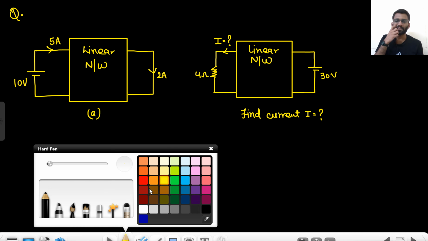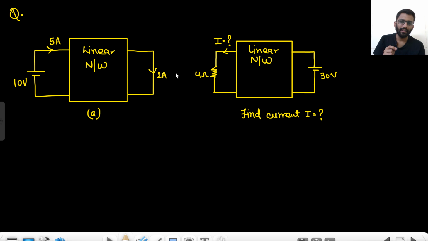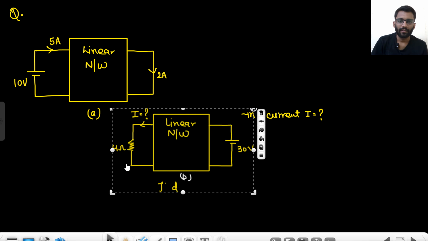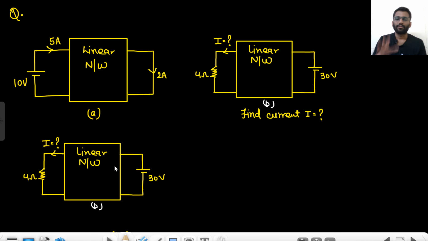Now the thing is that the network is the same, but here we have a short circuit and here we have a 4 ohm resistance. That's the issue. The network is the same, but there is an issue. So what would we do? Let's just pick circuit B. So this is our circuit, right?